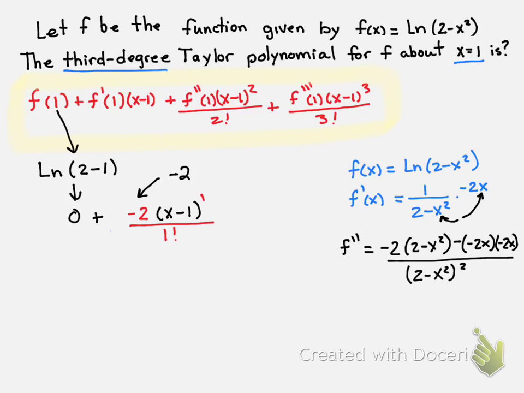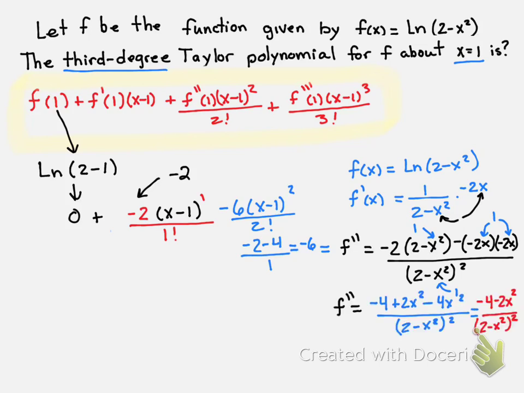That's the second derivative. When I plug in a 1 for every x, I'm going to get negative 2 minus 4, which is negative 6, all over 1. So my next term will be negative 6 times x minus 1 to the second power all over 2 factorial. Well, that second derivative could be simplified, and it simplifies into what you see in red here. The reason I needed to simplify that is because I need to take the third derivative if I'm going to get the third degree Taylor polynomial.